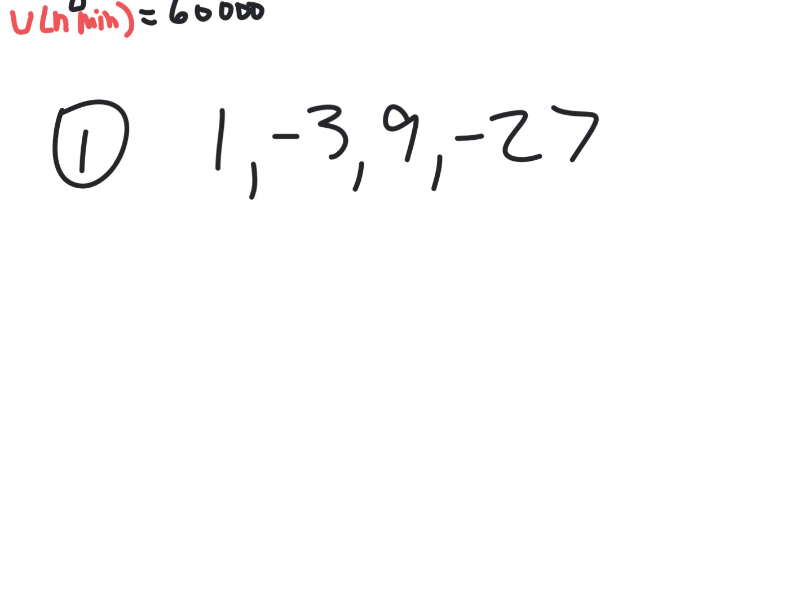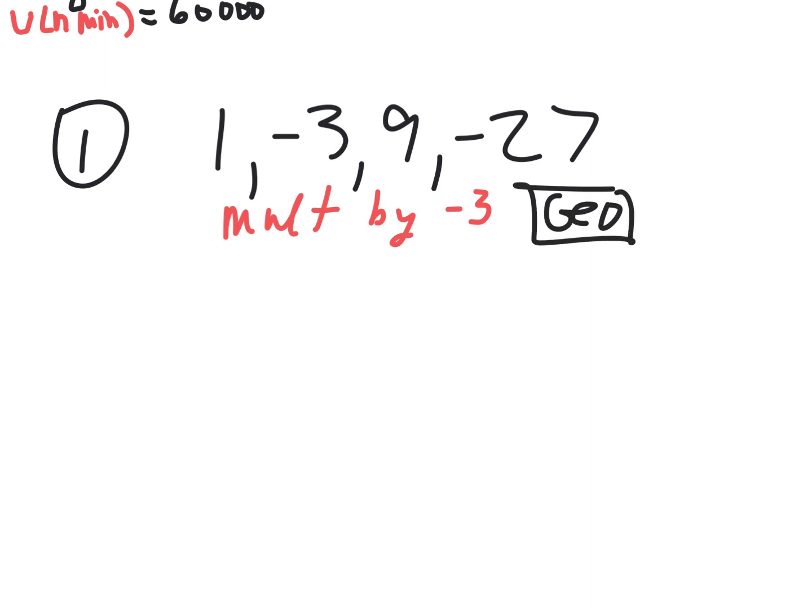Problem number 1, what does it ask you for directions? Classify each sequence below as arithmetic, geometric, or neither, then determine the next 3 terms of each sequence. All right, so I know it's multiplying by negative 3. Does that tell me something? Yes, it tells me it's a what kind? Geometric. So that's the first thing you have to answer. And then it wants the next few.